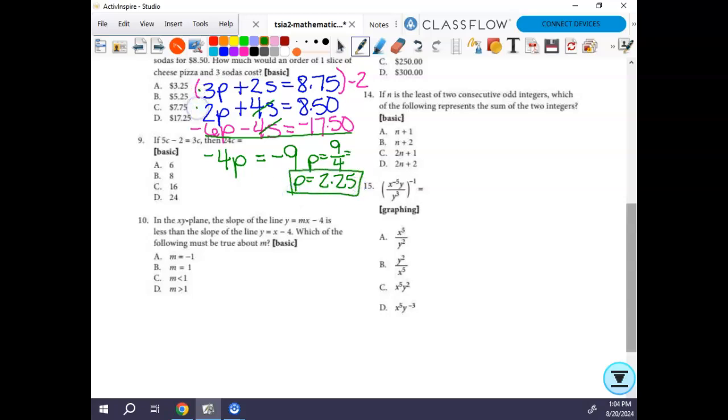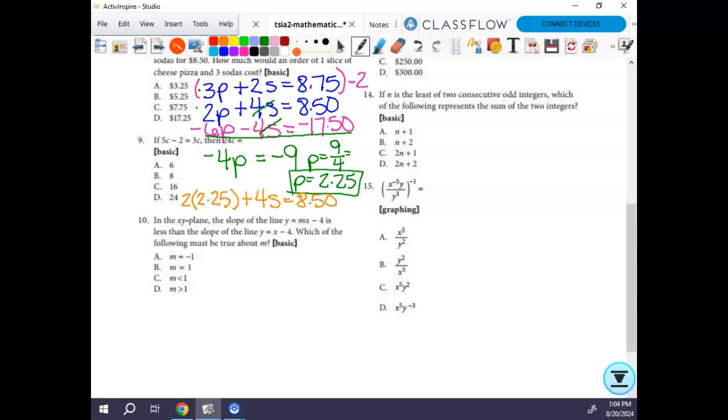So then I'm going to take this P, and I'm going to substitute it back into one of the original equations. Okay, so I think I would rather use the even numbers than the odd numbers personally. So I think we'll put it in there. So I'm going to do 2 times 2.25 plus 4 times S equals 850.